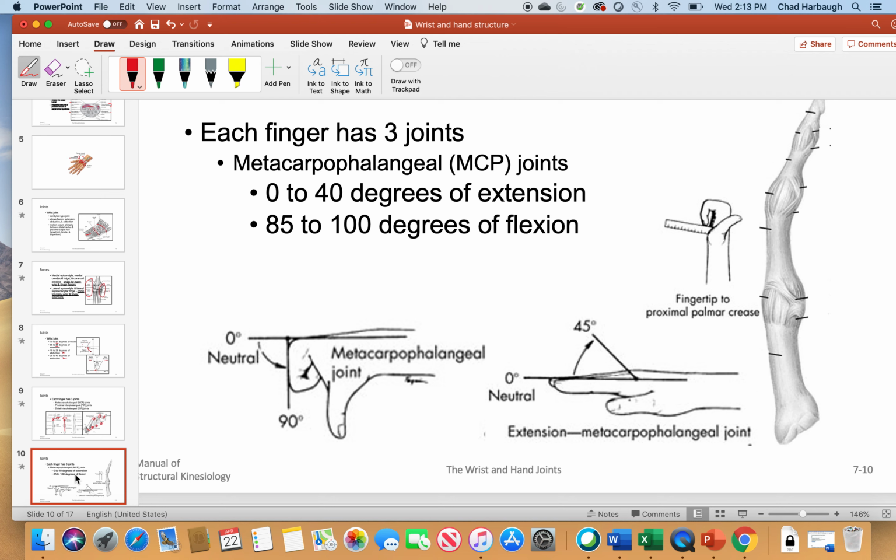So when we're looking at the fingers, what we see first is going to be the metacarpal phalangeal joint. So this is going to be the connection of the metacarpals of the hands and the phalanges of the fingers. So we can see here that we have a high degree of flexion, greater than 90 degrees up to 100 degrees. And then at this connection, we have the ability to go into extension roughly at 40 to 45 degrees.